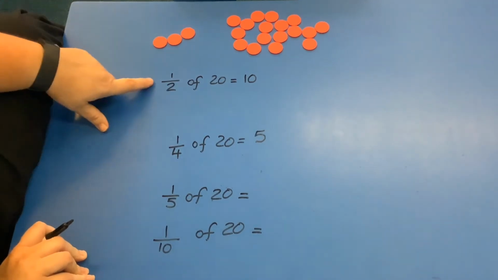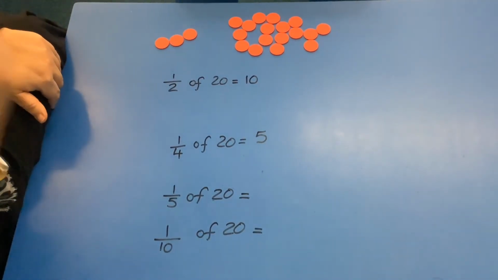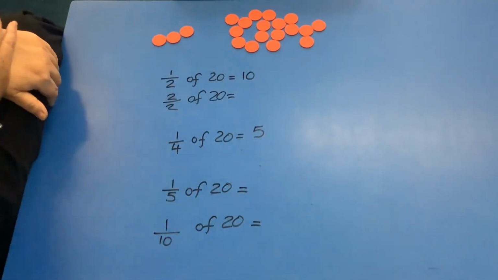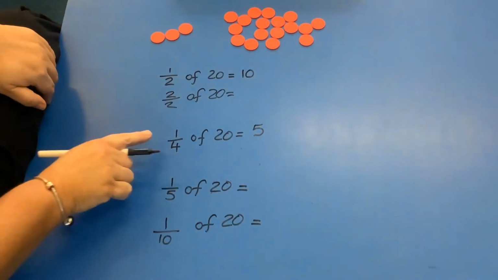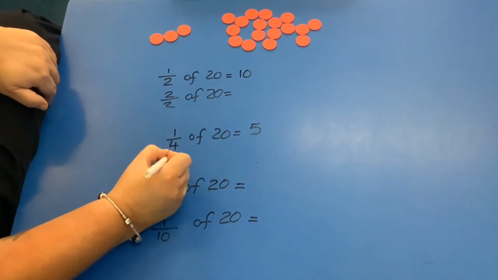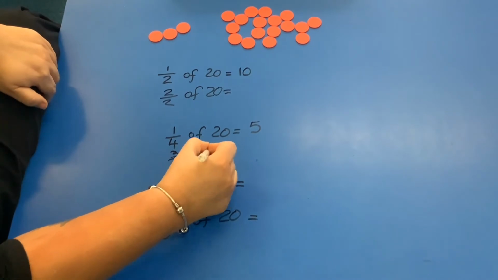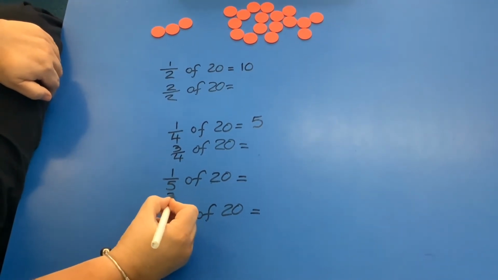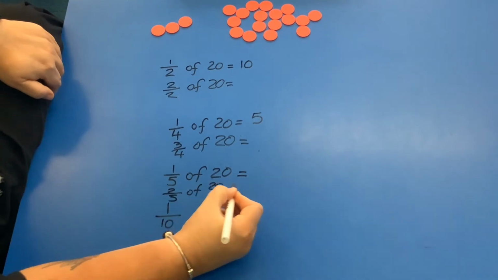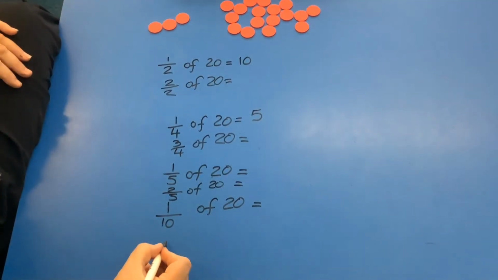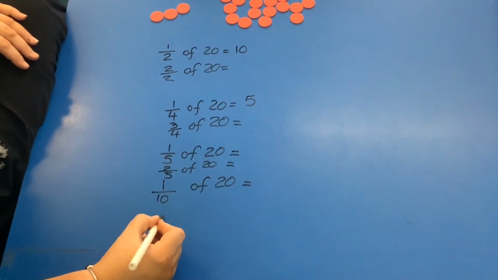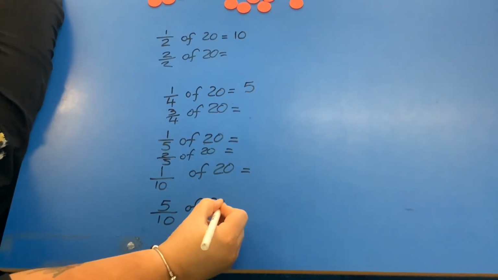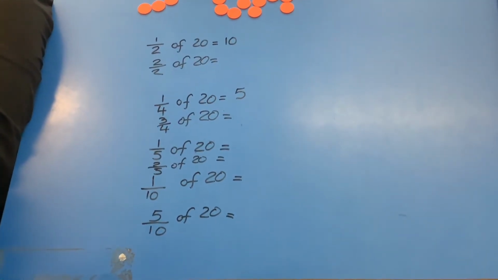So the other things I want you to think of, if this is 1/2 of 20, what would 2/2 of 20 equal? What would that be? And if you know 1/4 of 20, what would 3/4 of 20 equal? I haven't left a lot of room here, but what would 2/5 of 20 equal? And let's see here, what would 5/10 of 20 equal?